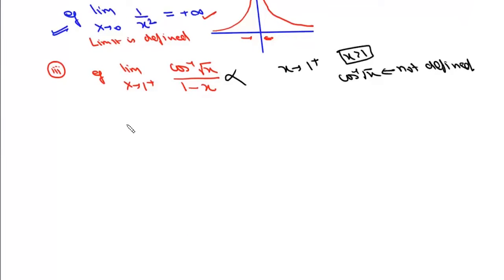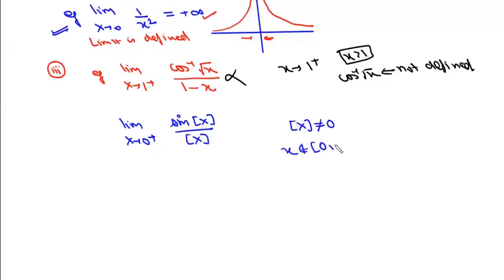Now we take another example. Say for example, this limit x tends to 0 positive sine greatest integer function of x upon greatest integer function of x. Now this denominator is greatest integer function of x. So this function is not defined whenever greatest integer function of x is 0. So greatest integer function of x should not be 0. Now greatest integer function of x is 0 when x lies between 0 and 1. So x should not lie between 0 included and 1 not included. So that means in this right neighborhood of 0, this limit sine greatest integer function of x upon greatest integer function of x is not defined.